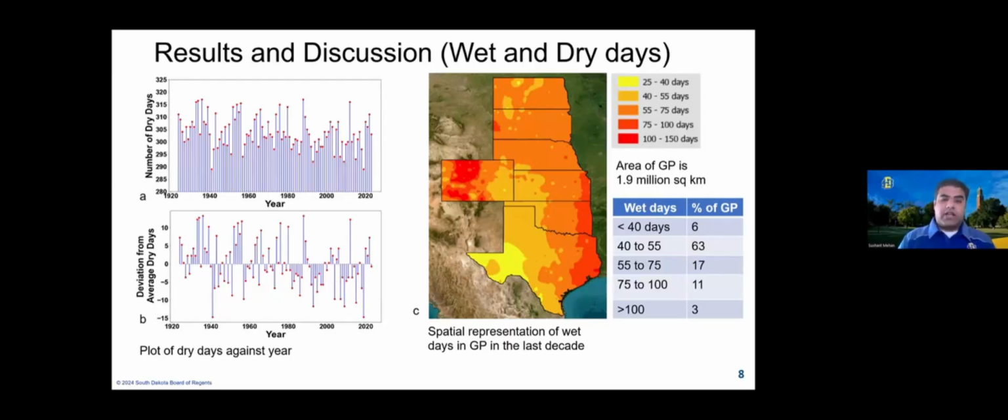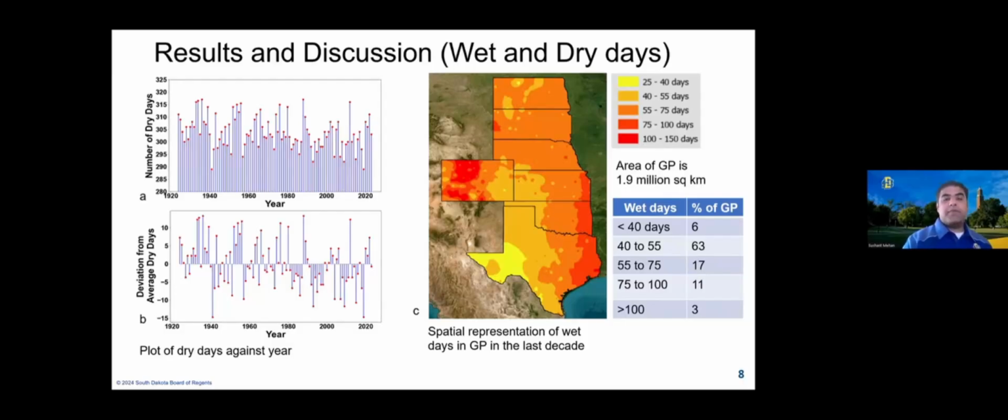Most of the region experiences about 40 to 55 wet days per year, covering 63% of the Great Plains. Only 3% of the area experiences more than 100 wet days annually. The table is further broken down: 6% of the region has fewer than 40 wet days per year, 63% falls between 40 and 55 days, while 17% experiences 55 to 75 wet days.